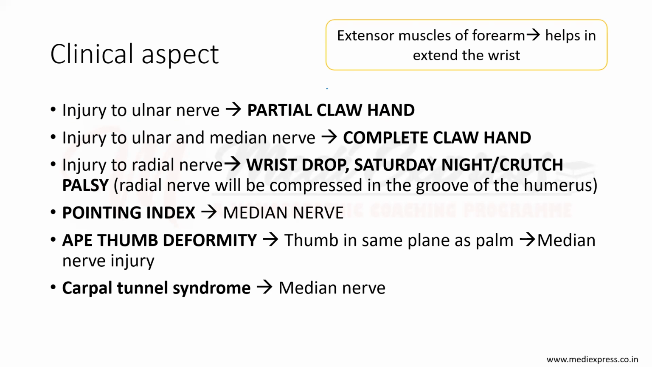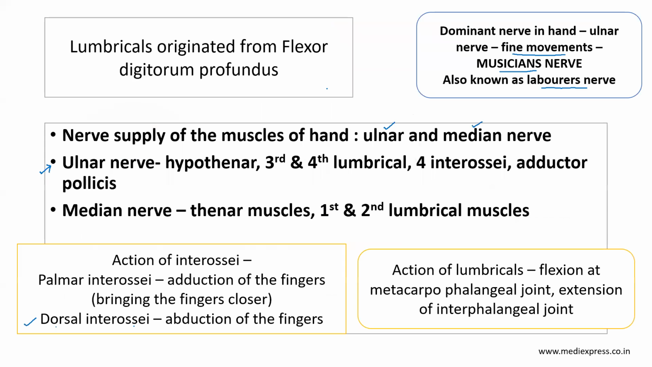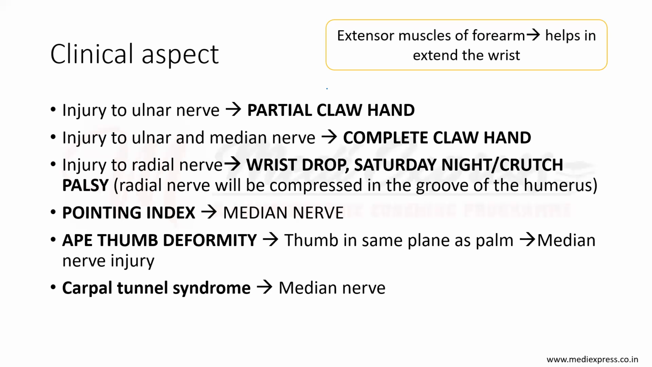Now, also remember why there is a partial claw hand. That is because the nerve supplies the hypothenar muscles, third and fourth lumbricals, four interossei, and adductor pollicis, and they will not be doing their work. And that is why there will be a partial claw hand. But if injury happens to both ulnar and median nerve, we have a complete claw hand.